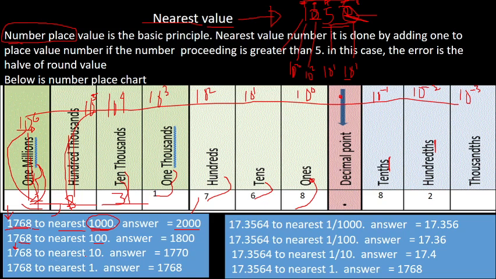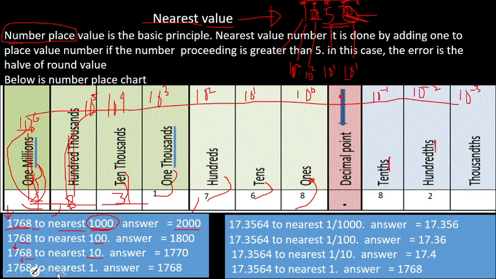But nearest 10, which number falls under 10? This is 7. That's why this particular 6 falls under 10. The number that follows it immediately is 8, so you approximate it to become 7. Any number after that 10 will be 0. So it has now become 1,770. And the error is 10 divided by 2, which is 5.